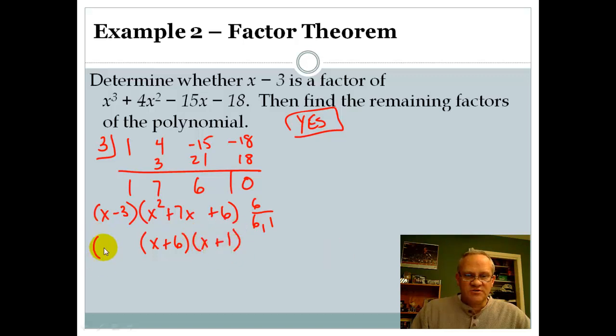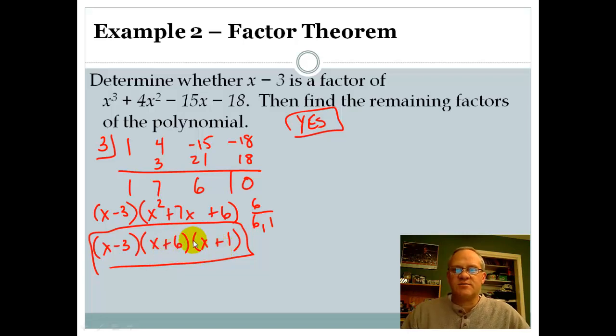So here's all the factors all together. When you write your answer out, if you want to write all of these together, you can. Technically, they said, is x minus 3 a factor? And if it is, find the other factors. So if you wanted to only give the x plus 6 and x plus 1, that's fine. I think that's how they might give it in the book. But those are all the factors. So this polynomial up here, I guess there's 4 terms, will break down into x minus 3 times x plus 6 times x plus 1. Okay?